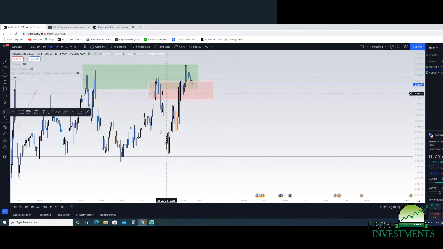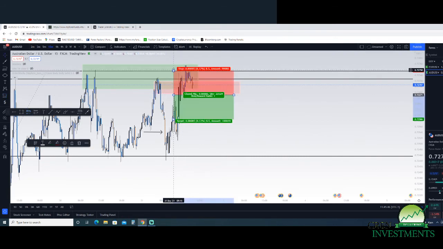And then as price taps into this order block right here, it's a 15-minute order block. And once it taps into this order block, we have this breaker structure, or flip, or change of character, whatever you want to call it, some kind of break of structure. And as we see, price taps back into this area. Go ahead and put our entry right here.